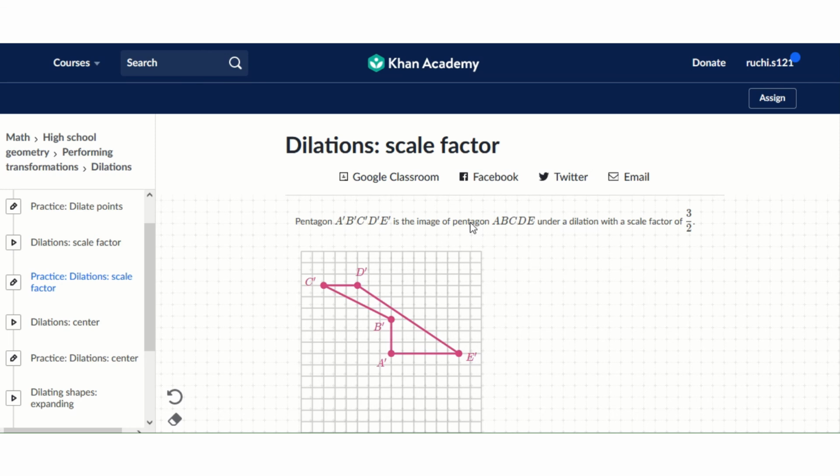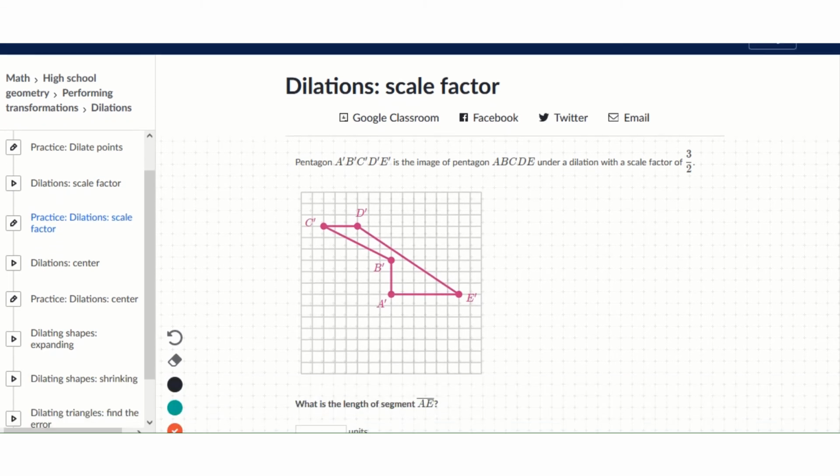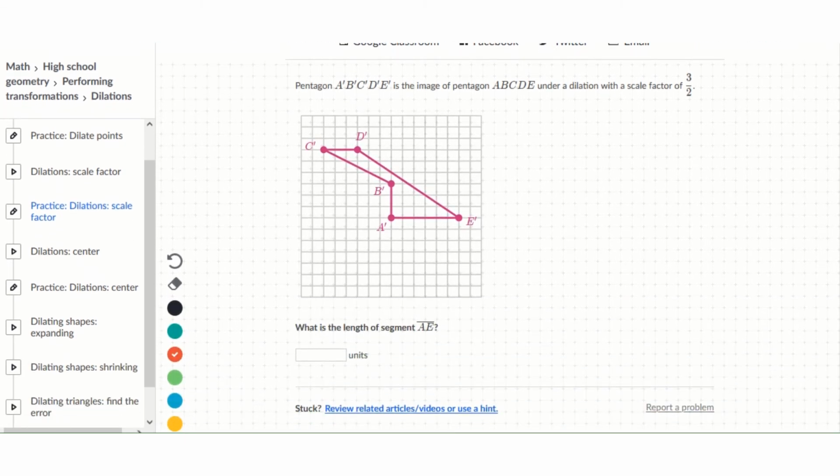You are given a pentagon here, A prime, B prime, C prime, D prime. Let me go down. And it is the image of the pentagon A, B, C, D under the dilation with a scale factor of 3 by 2. So the value of scale factor, let me write here for you. K is equal to 3 divided by 2. So because the scale factor is more than 1, we know it is enlargement, and because the image is given to you, that means the smaller one, A, B, C, D, will have a smaller size. What is the length of segment AE?